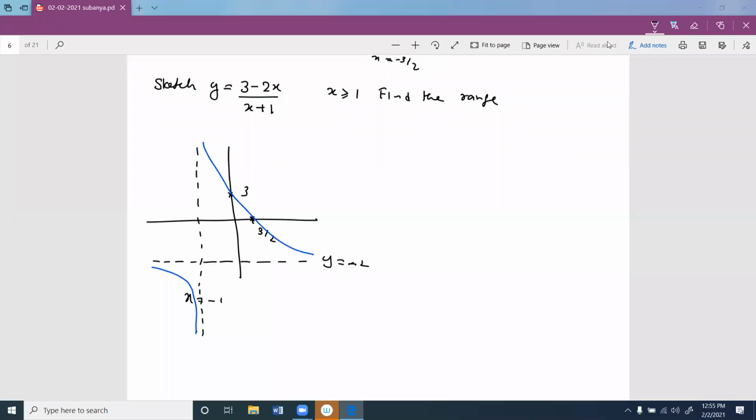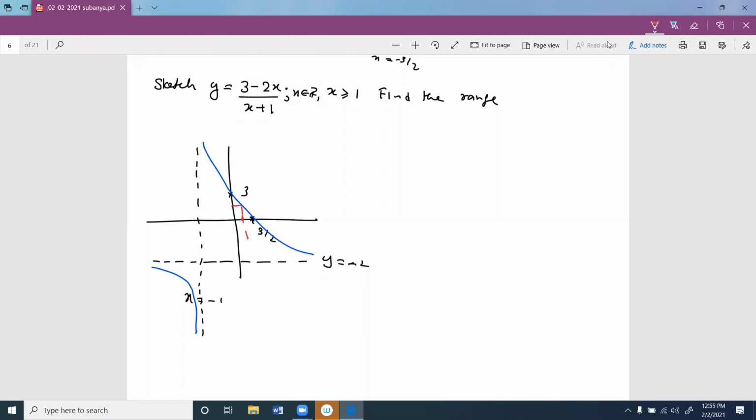Okay, this graph is already drawn. Then they ask to find the range. They have given this condition: x is any real number and x is greater than 1. Then they ask you to find the range. That means what you need to do is, 1 is somewhere over here. So I set a different color for that. 1 is over here. Then if you substitute 1, we need to find this coordinate.